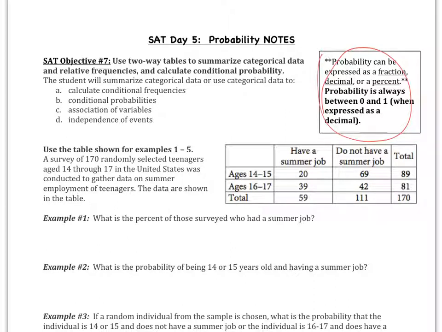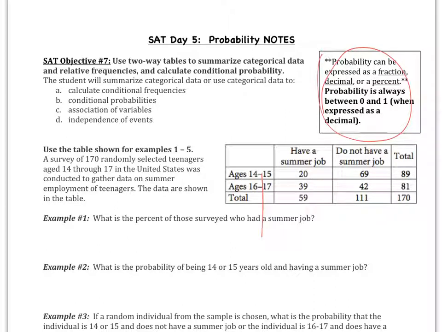So if I ask you, what is the probability that you're going to have homework tonight, what would you say? 1, right? It's already written on the board what your homework is, so you know for sure that you're going to have homework. Probability basically comes down to how well you read. That's it. So all you have to do is read the questions carefully.